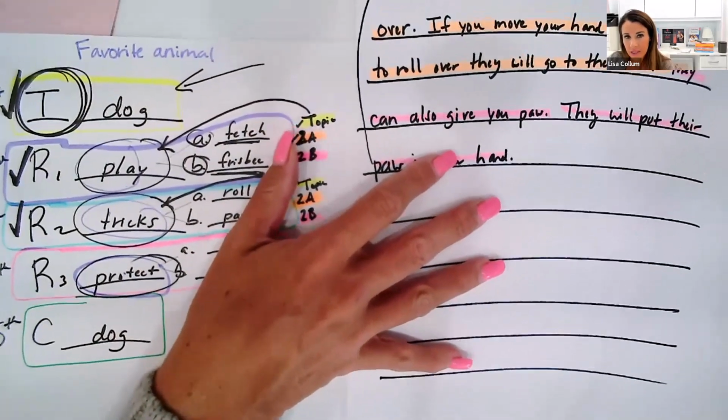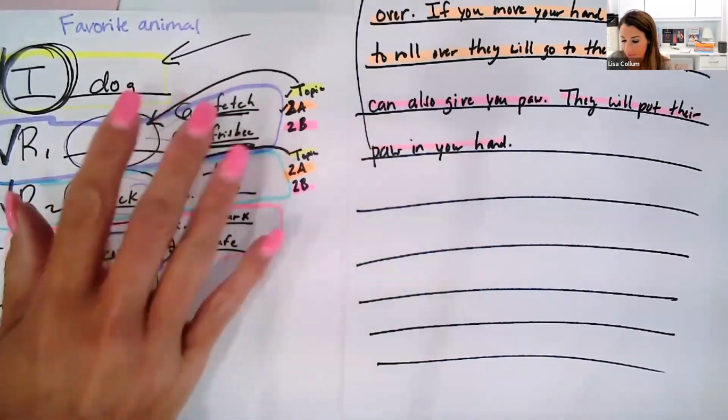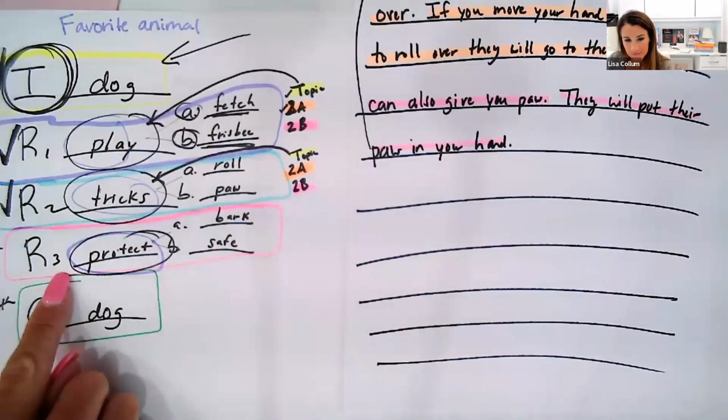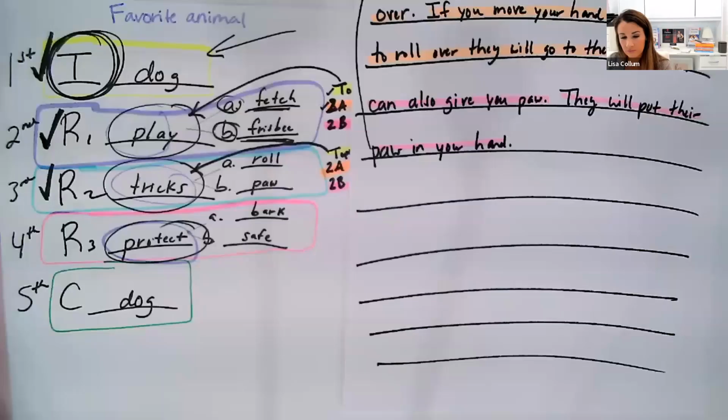Okay, we are going to write the third reason paragraph. Now, for this paragraph, you look over on your planning where it says R3. See where it says protect? And then my A says bark, my B says safe. This is what you are going to write about. And you're going to do the same thing we've been doing. You're going to do T.